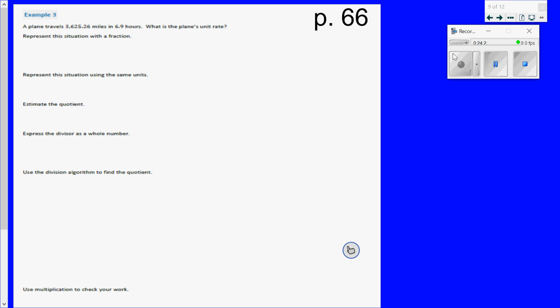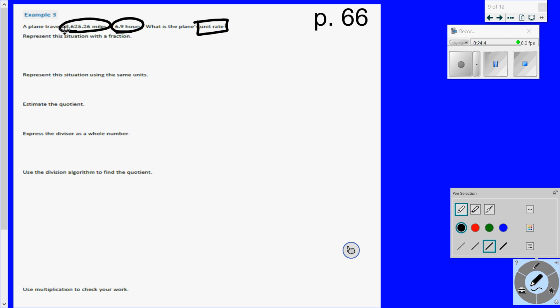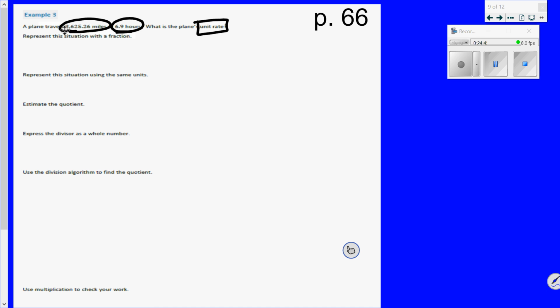Okay, example 3, we're actually going to walk through it. We're going to basically put everything we've done together over the last couple weeks. So we have a plane that's traveling at 3,625 and 26 hundredths miles in 6 and 9/10 hours. What is the plane's unit rate? So this is going all the way back to the start of Module 1. Okay? We're going to start representing the situation with a fraction. So as a fraction, that's going to be 3,625 and 26 hundredths over 6 and 9/10.